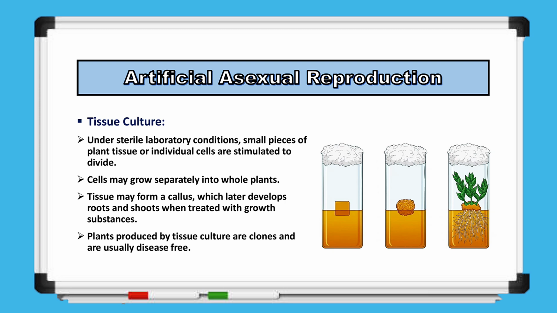This diagram illustrates the process of tissue culture. Small pieces of plant tissue or individual cells are placed on a nutrient medium in a sterile laboratory environment to encourage cell division. The tissue may form an undifferentiated mass called the callus. When treated with specific growth hormones, the callus develops roots and shoots, eventually forming a tiny plantlet. The plants produced are clones of the parent and are usually disease-free. This method enables the rapid production of large numbers of identical plants.